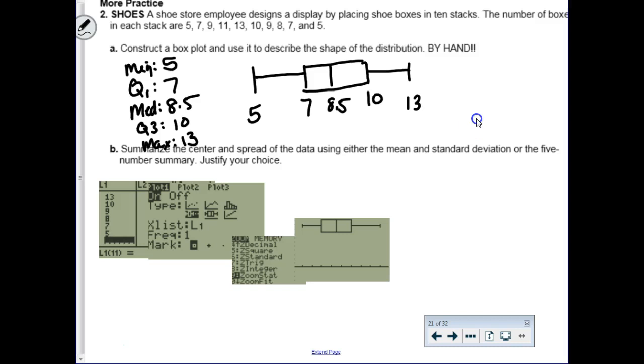Now, we already figured out that there weren't any outliers, but if you were doing this by hand, you would have to then do that 1.5 times the interquartile range to determine if there were any outliers beyond the median. We already know there aren't.